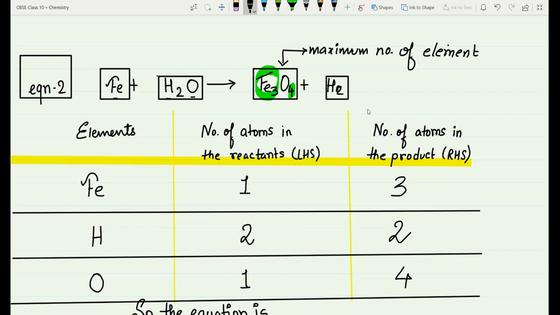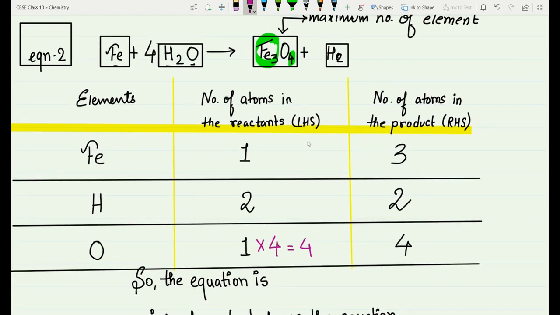So first we will balance the oxygen. Here in the left hand side we have only 1 oxygen. Here in the right hand side we have 4 oxygen. So how can we make this one 4? We will just multiply by 4 over here. So once we have multiplied by 4, oxygen, which is 1, will become 1 into 4, that becomes 4.